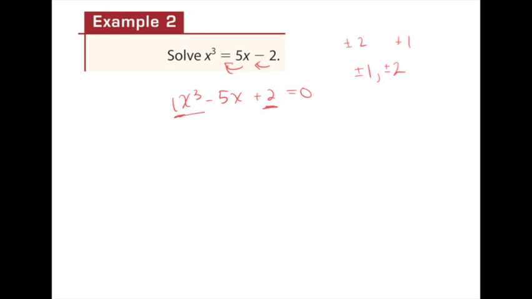In this case, though, if you look here, they give us what one of them is. They're going to say one of the zeros is going to be a 2. So we're just going to use a 2, just like we do with our synthetic. X cubed is 1. I do not have an x squared. I need to put a 0. X is 5, and then my constant is 2.